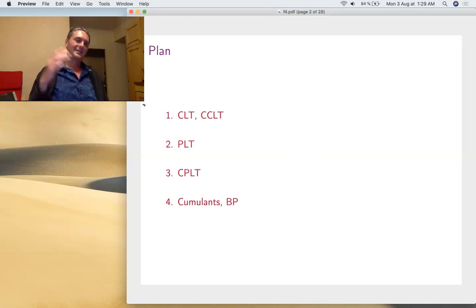And then the idea will be to reach a bijection between classical and free things, and that's the Bercovici-Pata bijection, which can be defined in several ways. Actually, the best way of understanding it is with cumulants. We'll talk about that in the end. So let's get started.